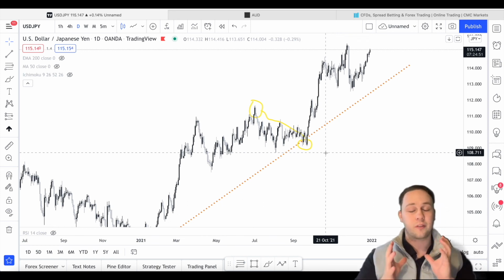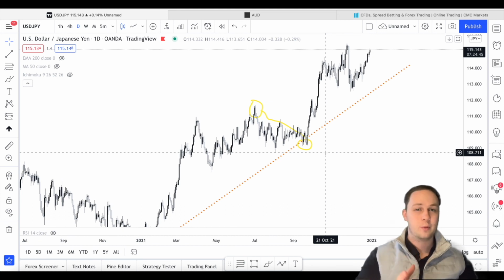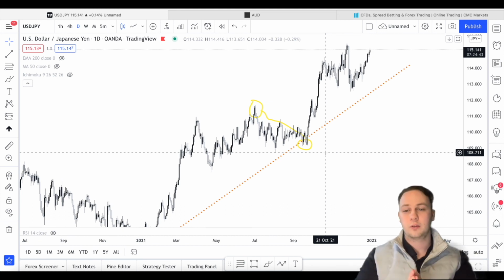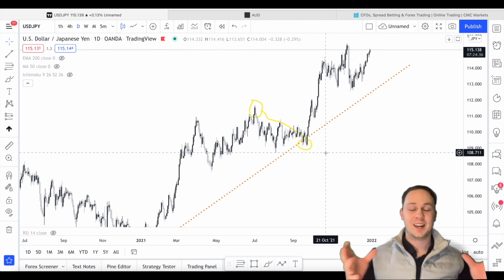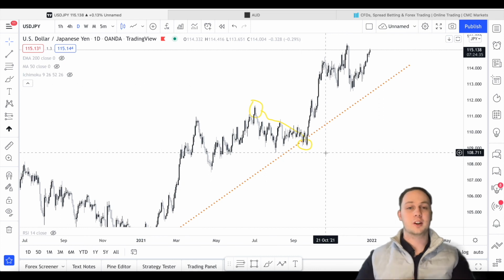But Forex can be a very lucrative trading platform as long as you understand what's going on, trade with the banks, join my club if you'd like to understand that better, and then you can make some serious money trading Forex.